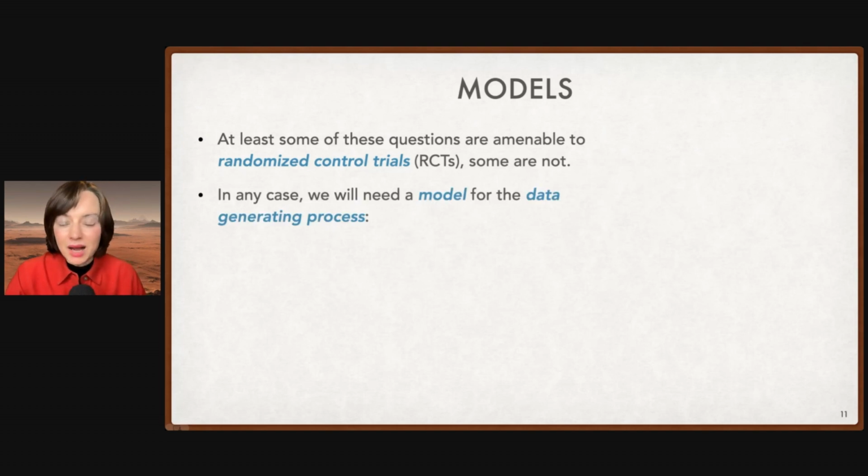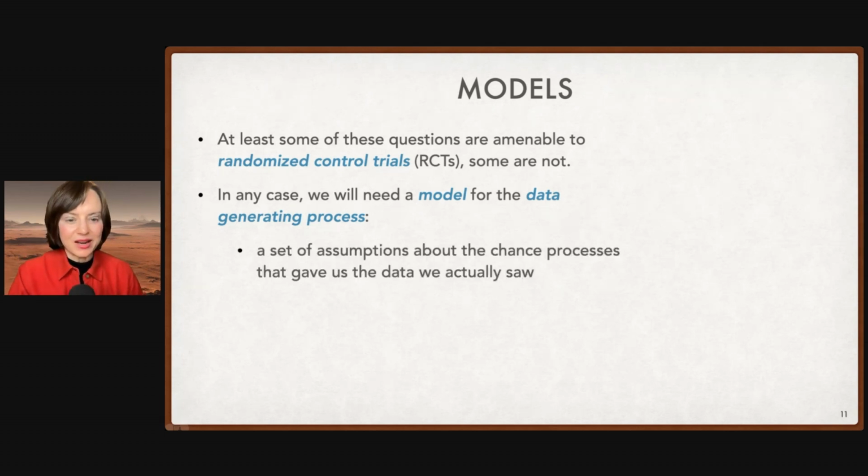But we're going to need a model for what's called the data generating process. So, what I think is going on in the world that's generating the patterns that I see. Data generating process is an A plus cocktail party word. Feel free to drop that as you go. So, the data generating process, the thing that's giving rise to the data that we see. A model is a set of assumptions about the chance processes that gave us the data we actually saw.